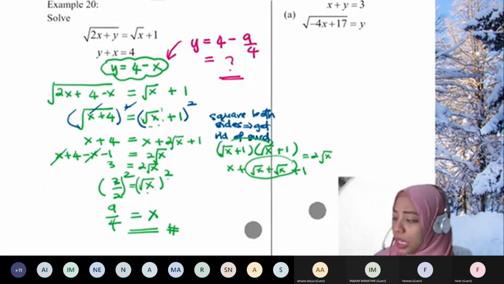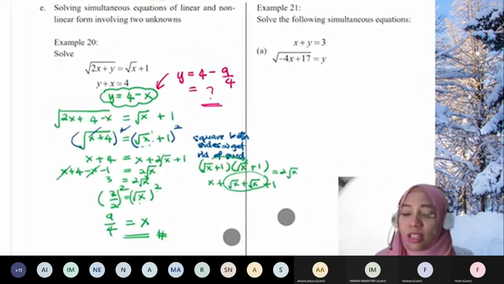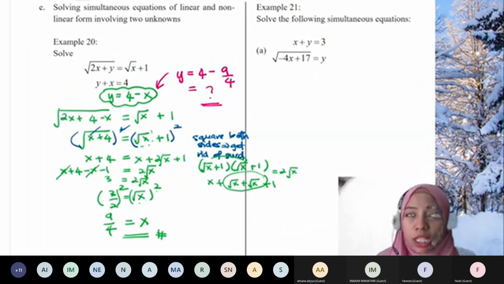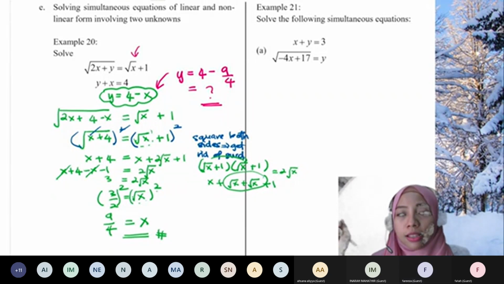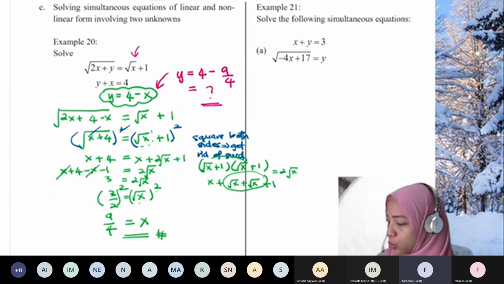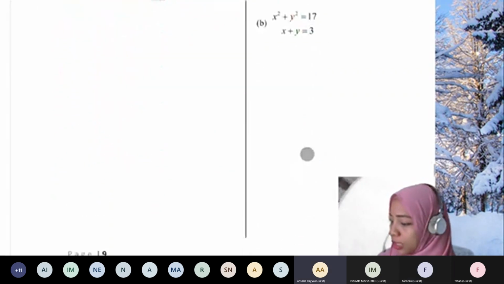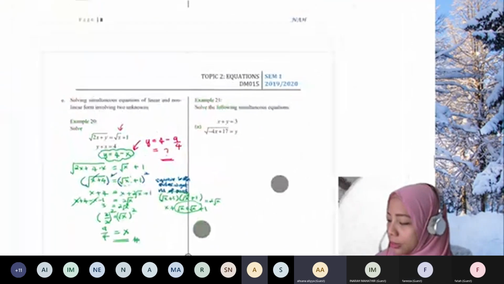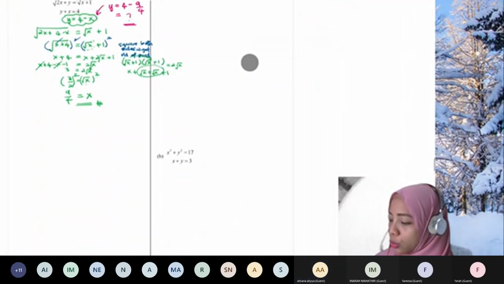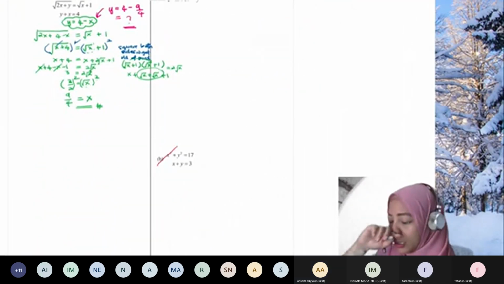So rasanya itu sahaja untuk simultaneous ni. Sama je yang macam you buat sebelum ni guna substitution. It just that it consists of square root function. Ada square root function. So hati-hati sahaja. Okay, selesaikan satu persatu. Boleh ke students? Boleh. Okay, jadi kalau macam tu 21 boleh cuba buat. B pun boleh cuba buat.